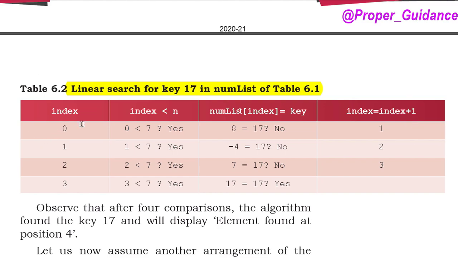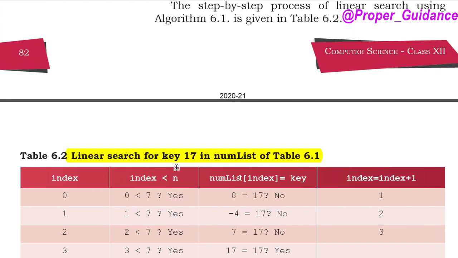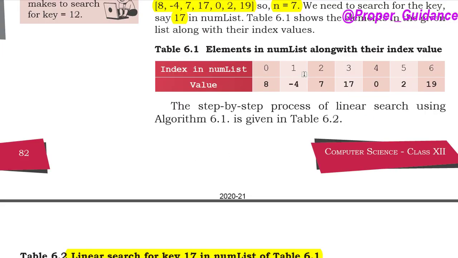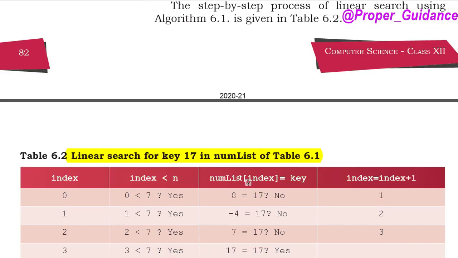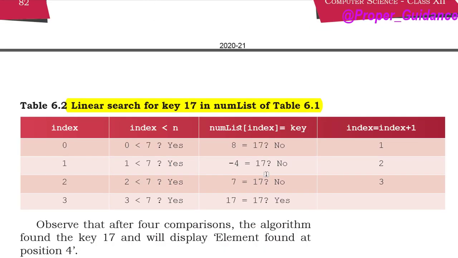Move on. Now the index value is 1. Is 1 less than 7? Yes. So what is the value at index number 1? The value is -4. Now, is -4 equal to 17? No. Again, index will be index plus 1, that is equal to 2.